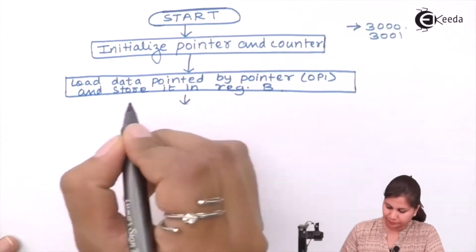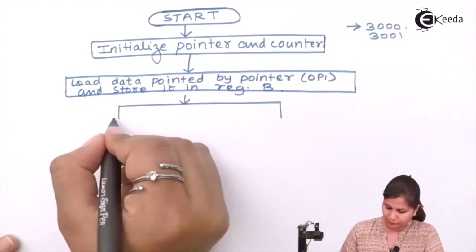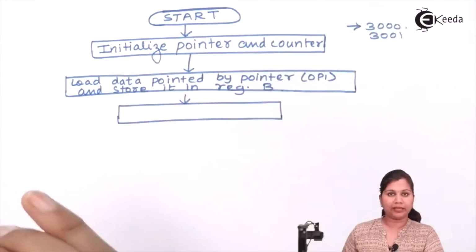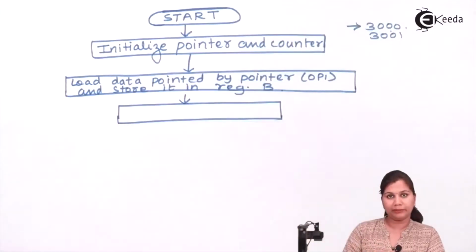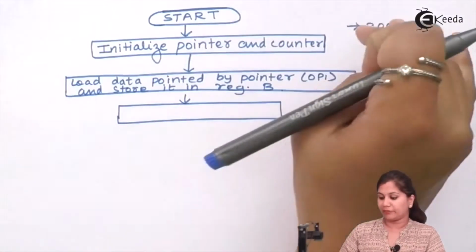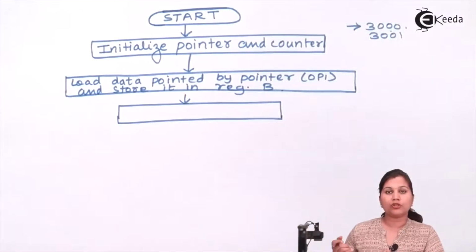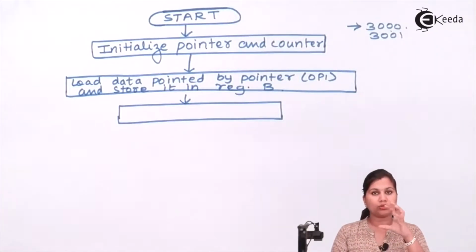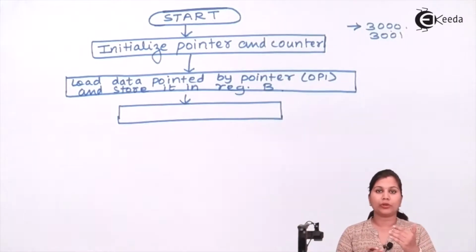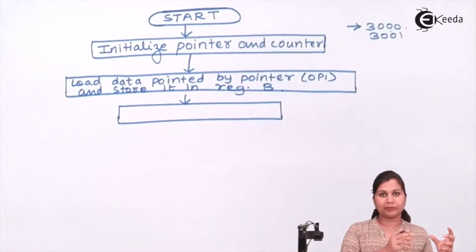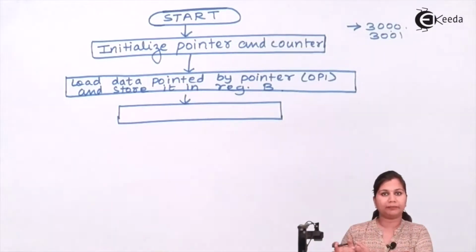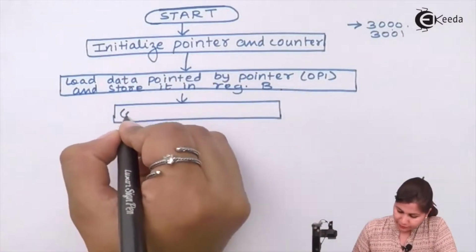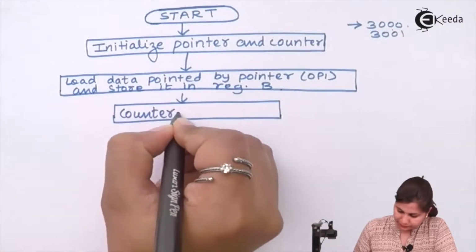After that, we will decrement our counter, because the first number has already gone into register B and the remaining numbers will be 9 numbers. So we have to tell the microcontroller that there are 9 remaining numbers. Now those 9 numbers are to be compared. So every time the comparison is being done, you have to tell the microcontroller that these numbers are being compared, and the remaining numbers are this. So the next step will be to decrement the counter.